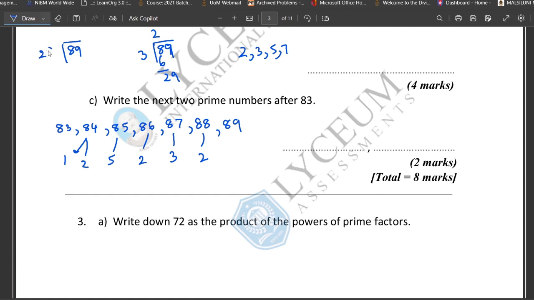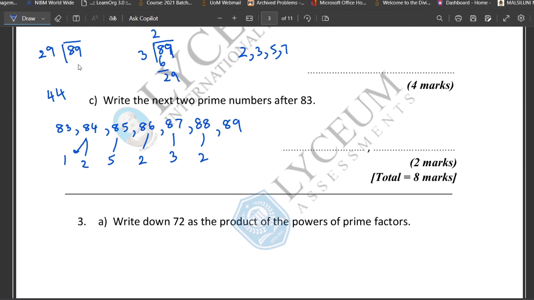3 times 29 is 87. That is not. 31 is also not. We only have to check till 44 because the half of this number is 44. If we check until 44, then we can definitely say this is a prime number.